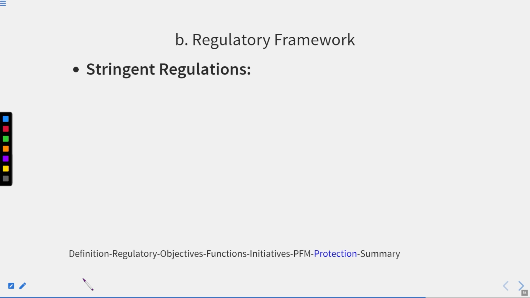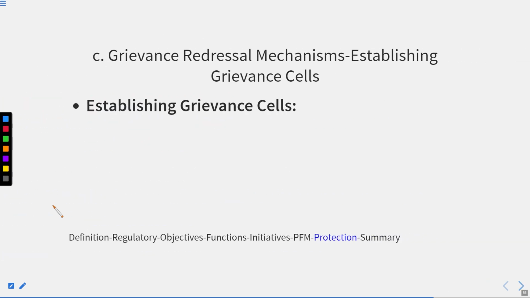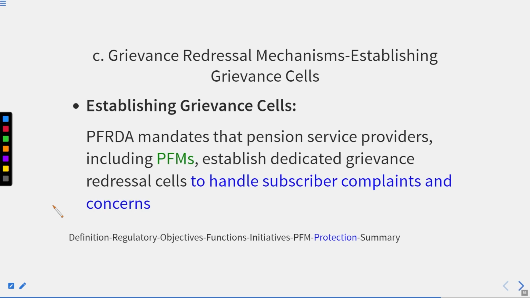All right. Thereafter, we have the stringent regulations. First is to establish and enforce stringent regulations to govern the conduct of PFMs and other entities in the pension sector. Second, regulations are designed in a way to protect the interest of pension subscribers and ensure fair and ethical practices. All right. Thereafter, grievance redressal mechanisms, establishing grievance cells. PFRDA mandates that pension service providers, including PFMs, establish dedicated grievance redressal cells to handle subscribers' complaints and concerns.